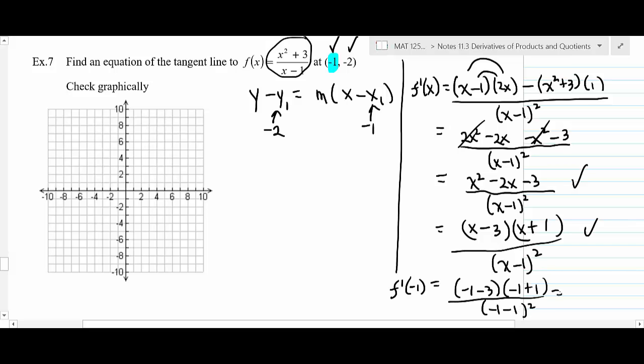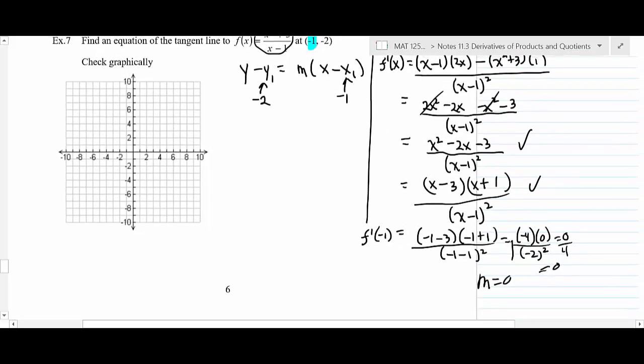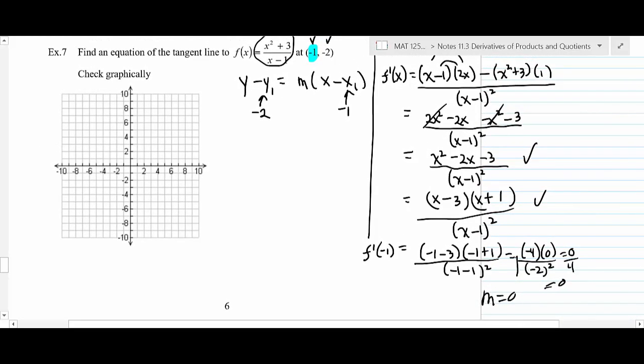Okay, do you guys know what the answer to this is? It's 0, okay? Because this thing right here is really -4 times 0 over -2 squared. Well, that's 0 over 4, so it's 0. So that means m is equal to 0, okay? There's just a little algebra on that one, so you're going to end up having 0 like that. All right, now let's go ahead and work it out and see what we get.